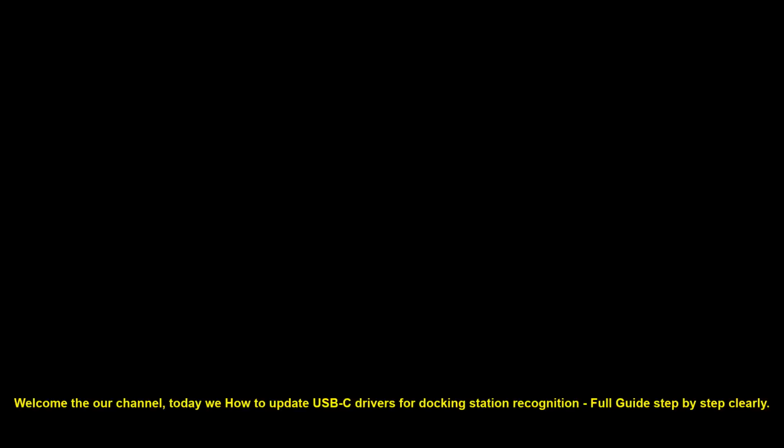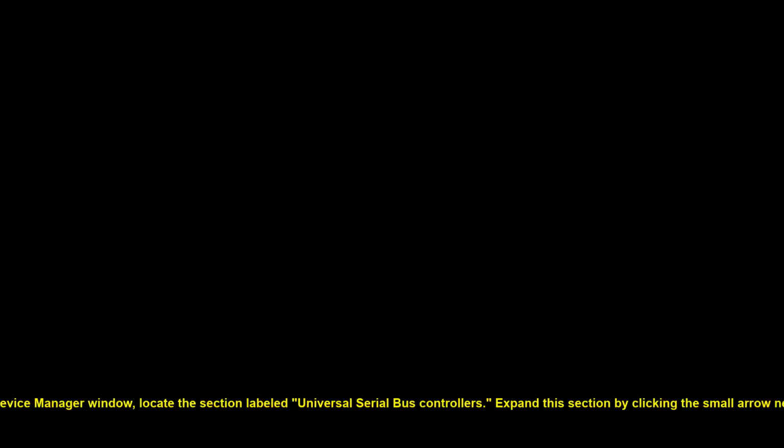To update USB-C drivers for docking station recognition, begin by ensuring your computer is powered on and connected to the internet. Open the Device Manager on your computer. You can access Device Manager by right-clicking the Start button and selecting it from the menu. In the Device Manager window, locate the section labeled Universal Serial Bus Controllers.